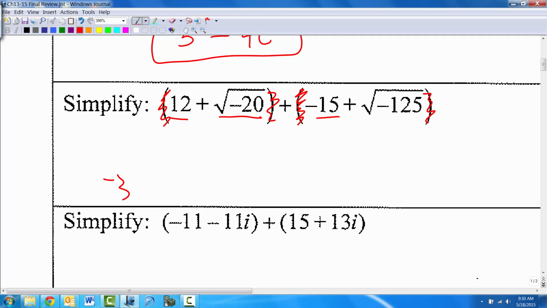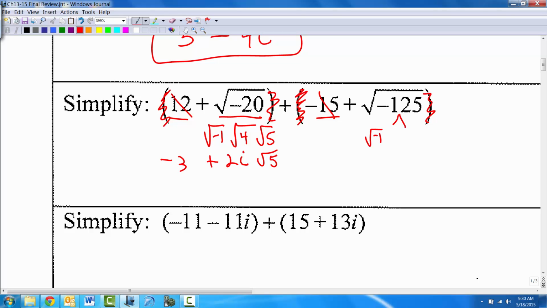So this is -3. Done with these. But then what I have to do is simplify these. I'm going to do it fast. The square root of -20. The square root of -1, what's that? i. And then 20 is 4 times 5. So the square root of 4 times the square root of 5. So this ends up being 2i root 5. I guess I'm getting a little messy with how I added these like terms. So let me put the -3 here plus this 2i root 5. And then this one is the square root of -1, and then this is 25 times 5. The square root of 25 is 5. The square root of -1 is i.